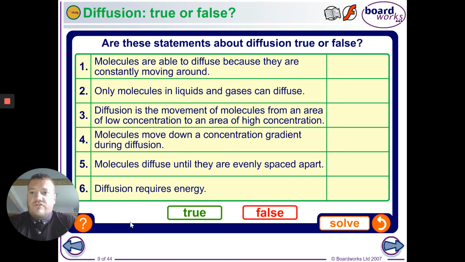So here are some true or false questions, some statements, about diffusion. I'm going to pause here, and I would just like you to have a go at answering these questions. I'm going to give you a couple of seconds to pause the video, have a go at answering those, and I'll go through some answers in a moment.